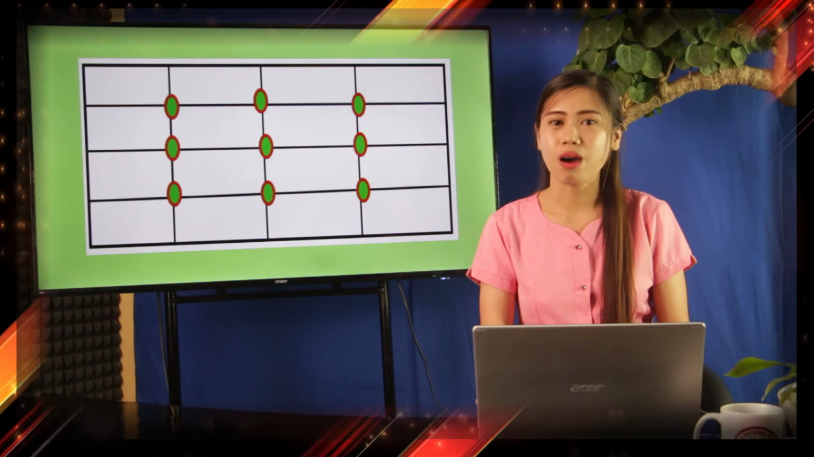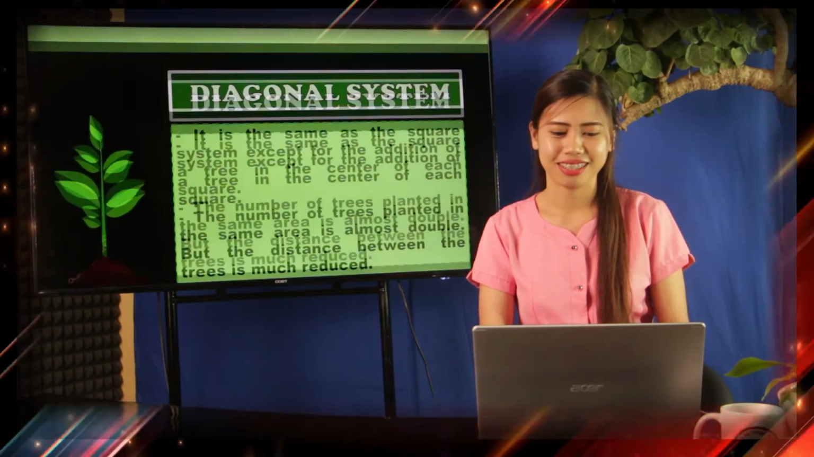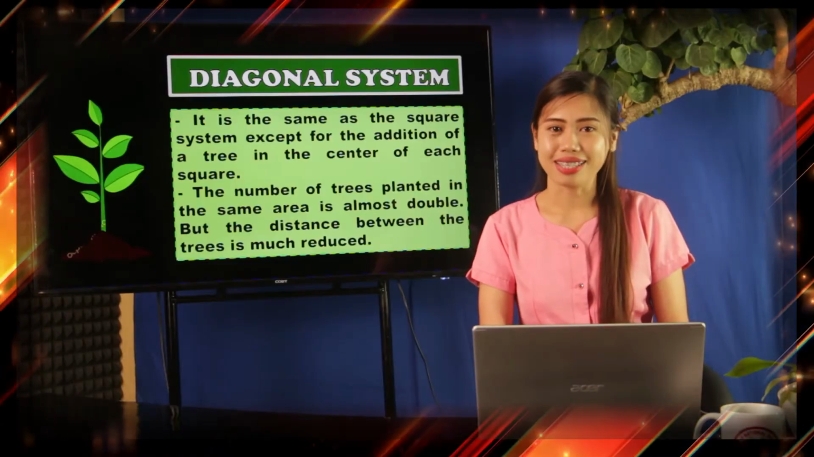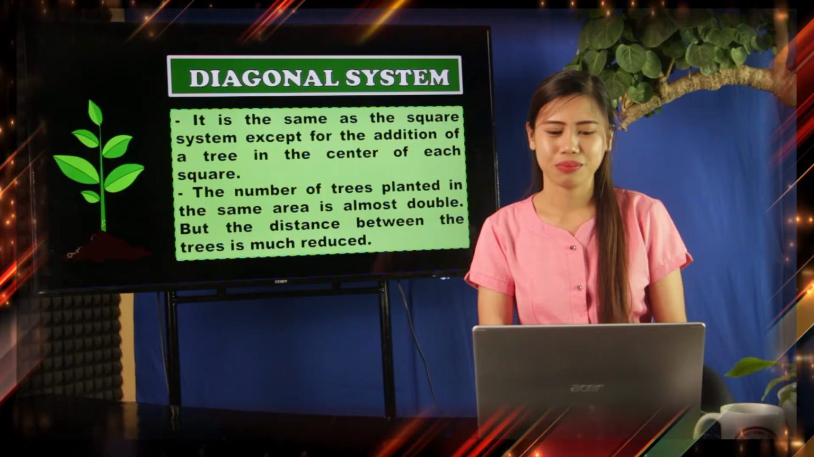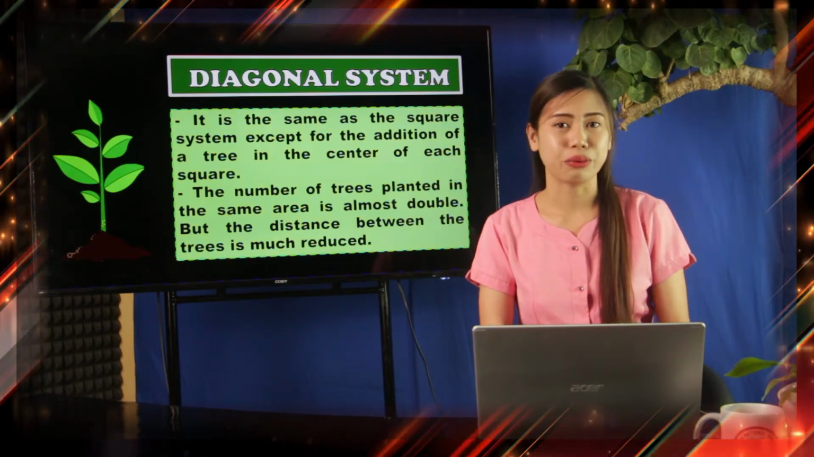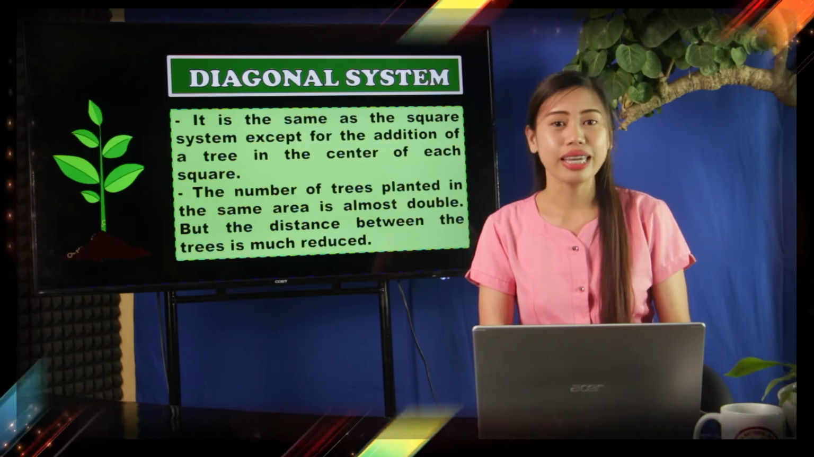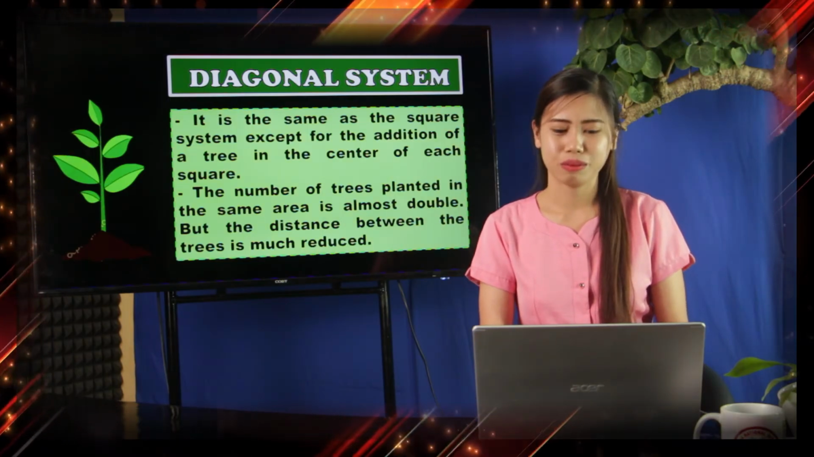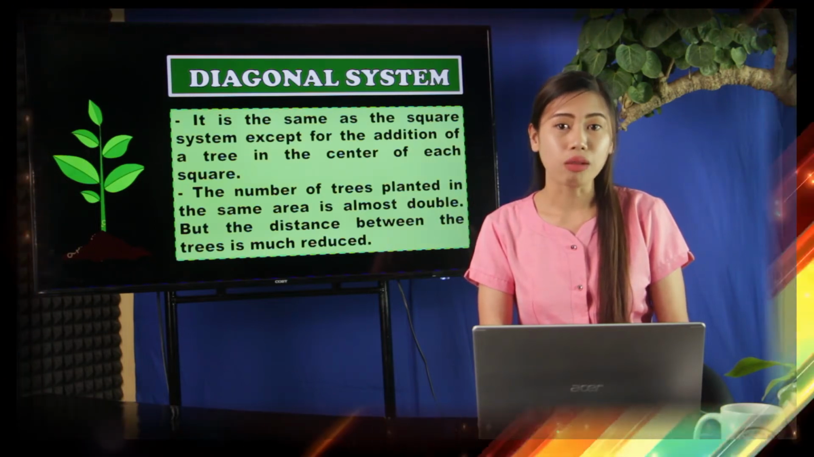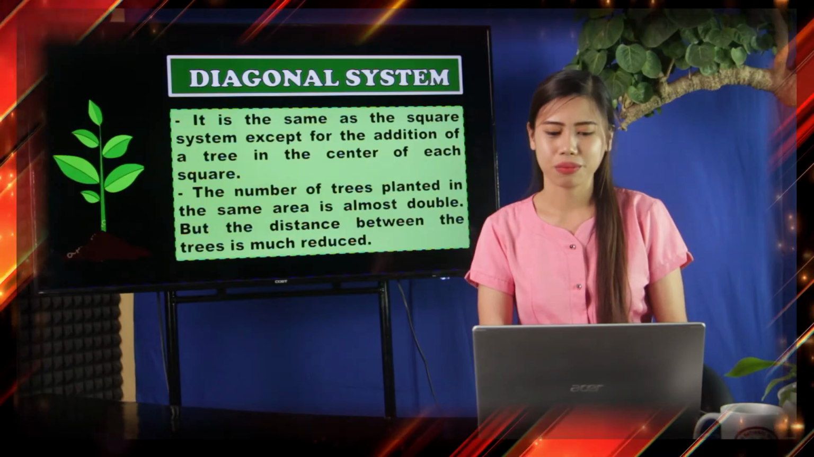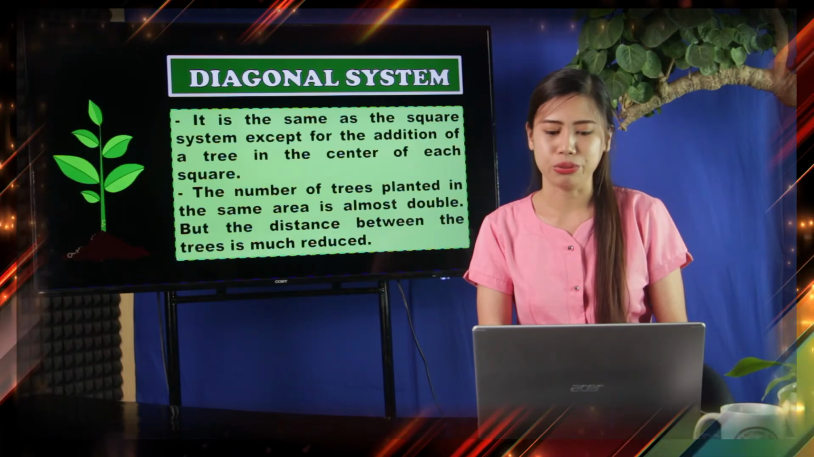Now let's proceed to our next system of planting. The third planting system is the diagonal system. It is the same as the square system except for the addition of a tree sa gitna ng bawat square. The number of trees in the same area is almost double. But the distance between trees is much reduced.